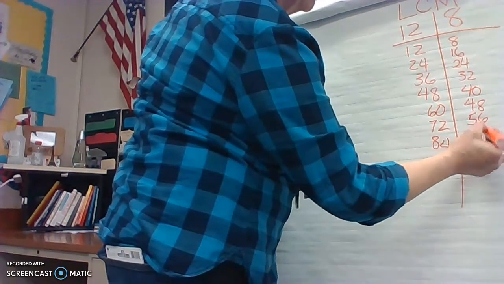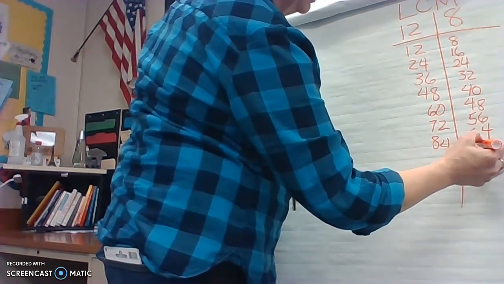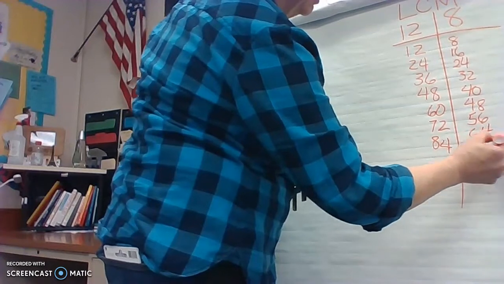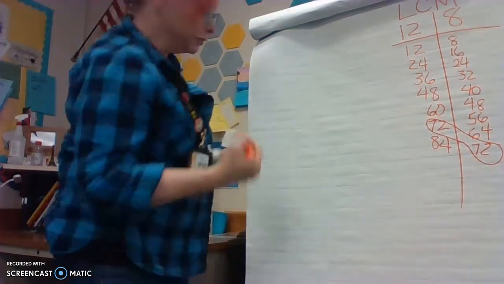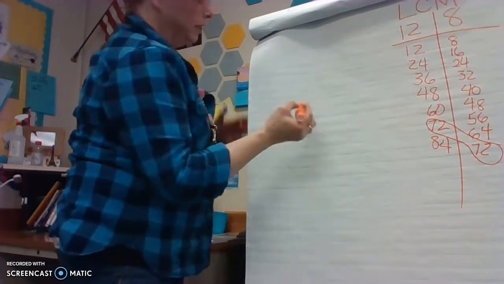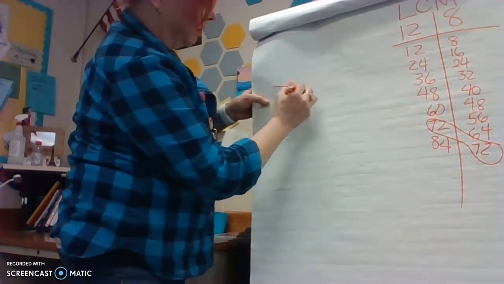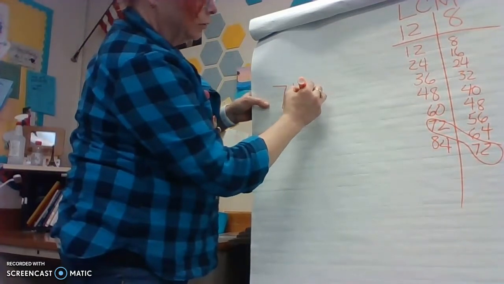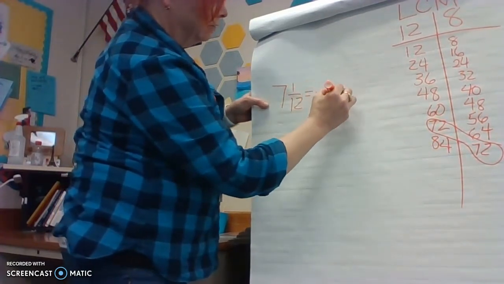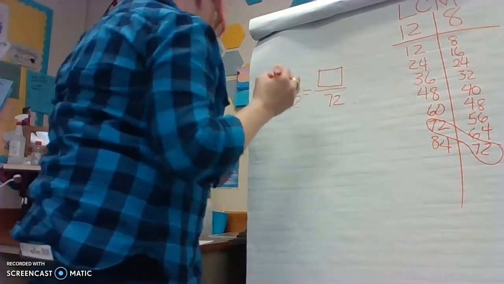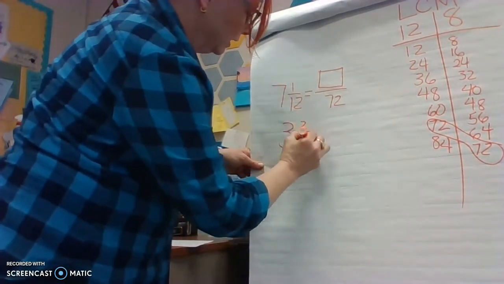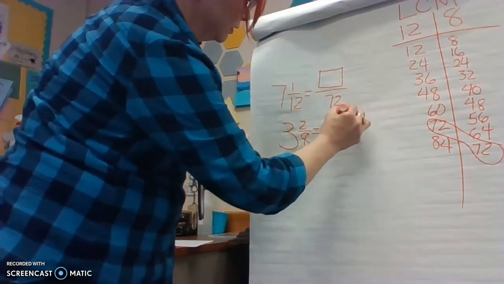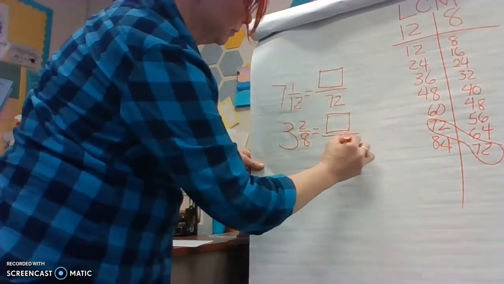Six times seven, oh, 64. Okay. And then 72. There it is right there. It's 72. So I have to make those fractions on the other page, 7 and 1/12, equal to something over 72. And I also have to do that for 3 and 2/8. I have to make it equal to something over 72.